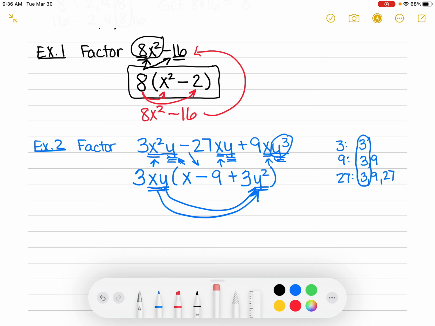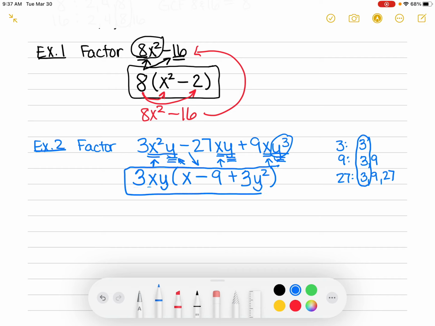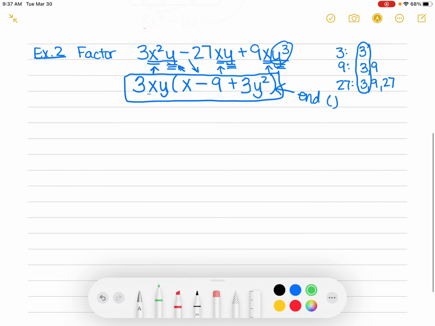So my answer is, let me erase all these crazy arrows so that you can see it better, this right here: 3xy times x minus 9 plus 3y squared. Don't forget to end your parentheses. Lots of kids forget that. Okay, let's go on to example 3, and I want y'all to do this one on your own. We have just 2 more, so I'm going to have y'all do both of them on your own.